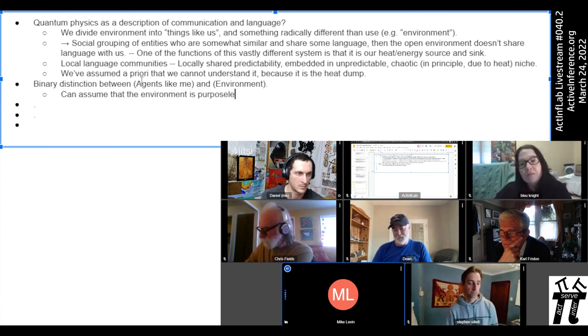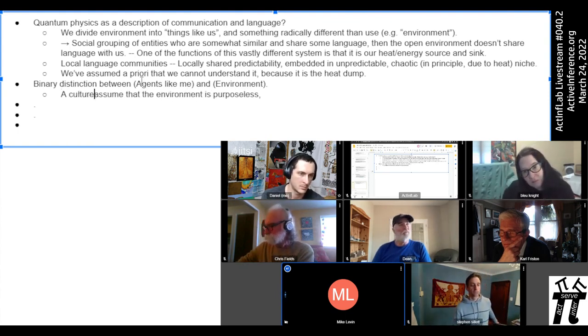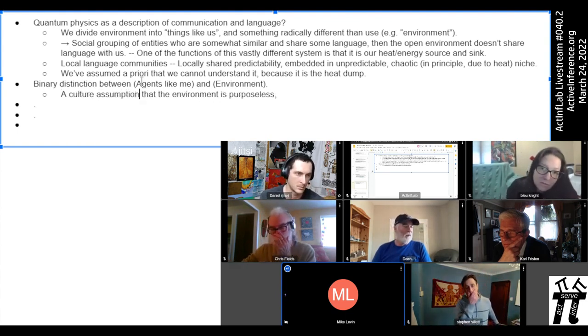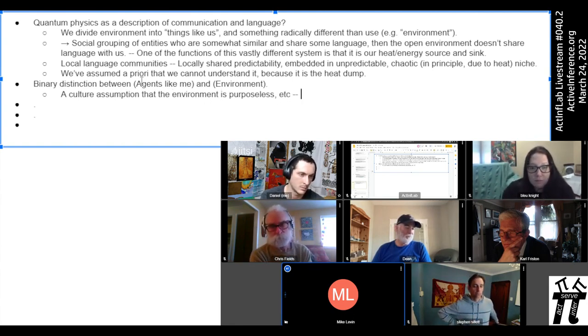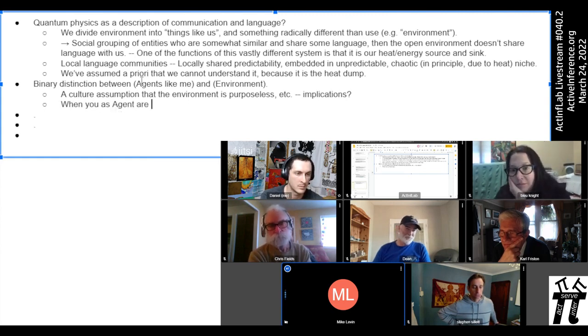So it occurs to me that distinction maybe shouldn't be binary, and maybe what we want to be thinking about is, as an agent, when you are receiving something from what you think is the outside, you might want to estimate what is the agency on the other end. And you might want to do this for the following reason, right?